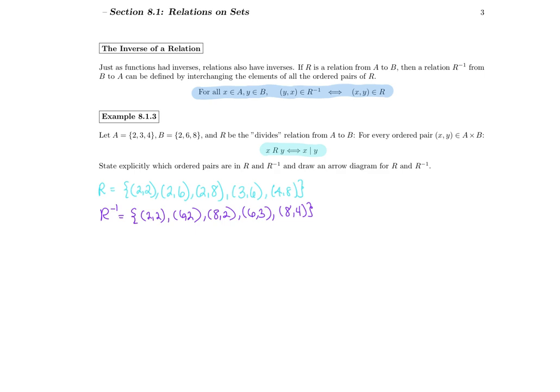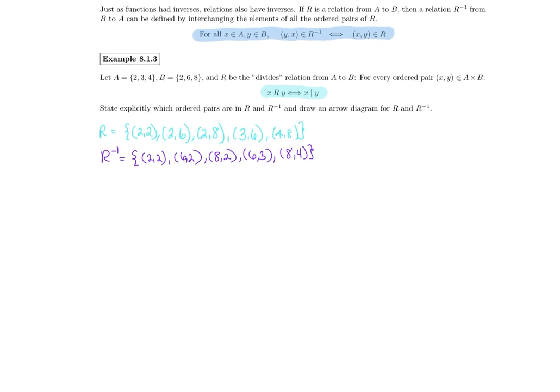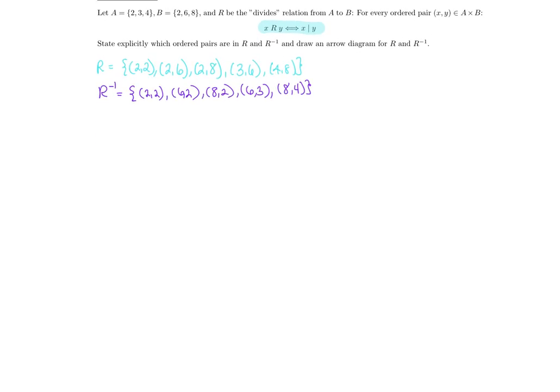So what do these look like as arrow diagrams? Let's scoot it up just a little and let's look at our arrow diagrams. Let's start with R. Here's our A. Here's B. We know in A we have 2, 3, and 4. And in B we have 2, 6, and 8.